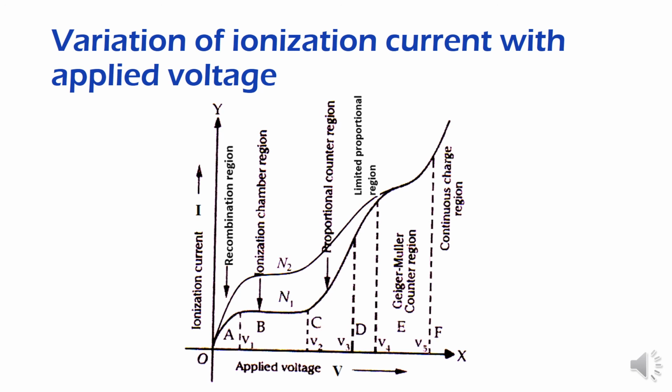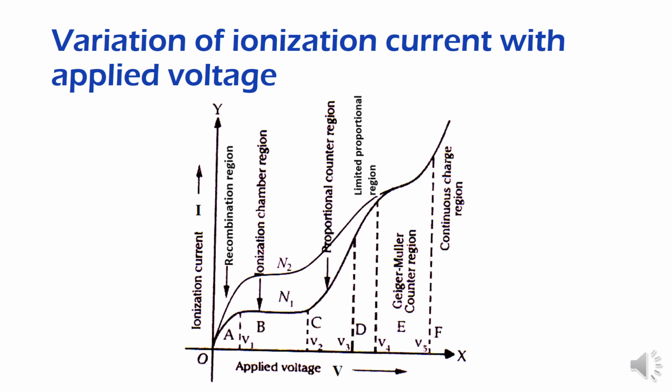This voltage region is not useful to detect the particles. The region in which the voltage is greater than V5, where continuous discharge of the atoms takes place, is not useful, and therefore further increasing the voltage has no meaning, and we are going to stop at this point.